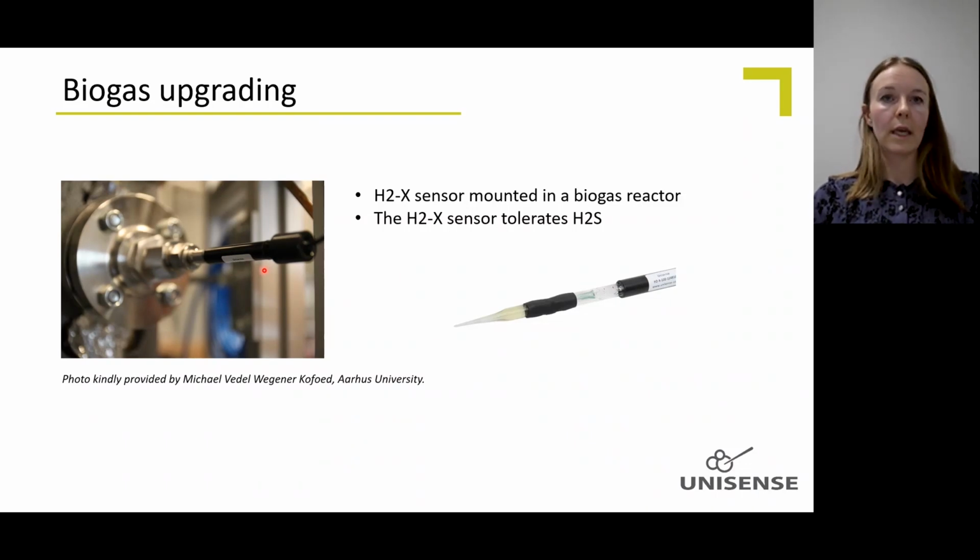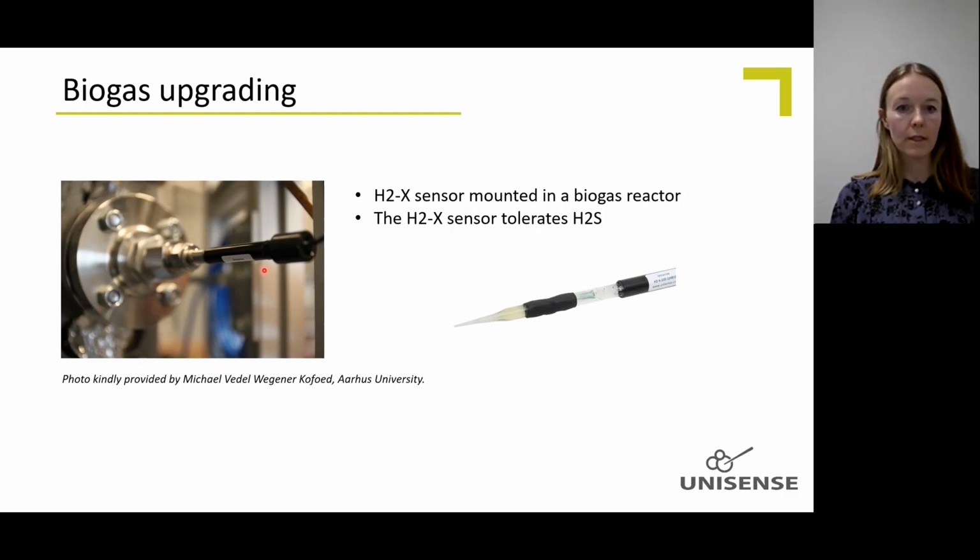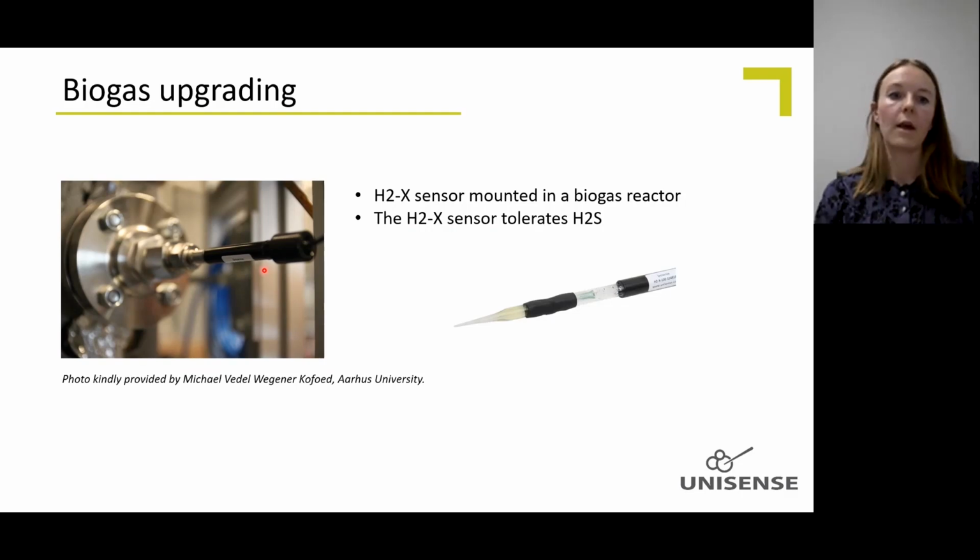And the hydrogen sensor here actually measured for 3 months at 55 degrees, giving a stable signal all the time. The hydrogen sensor on the picture was mounted in a steel tube, and the sensor could then be mounted in the reactor with a switch lock fitting.